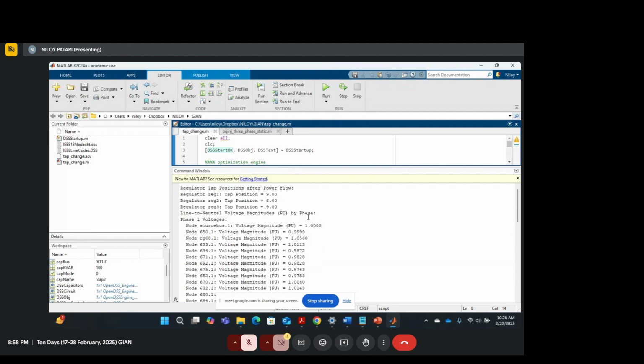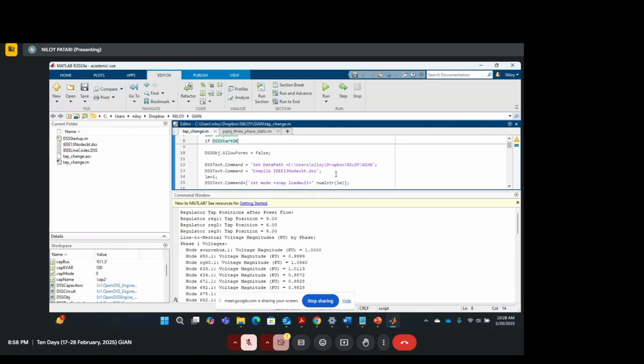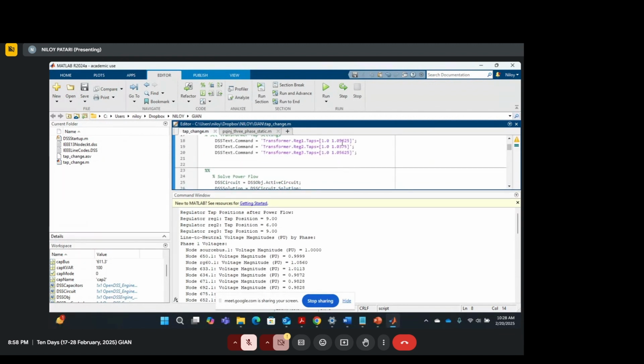So you see that the regulator tap setting was kept at 1.05625, right? So it fixes the tap settings at 1.0526 and 25, and then it runs power flow in OpenDSS, and then OpenDSS gives this regulator tap. So this is just to confirm.